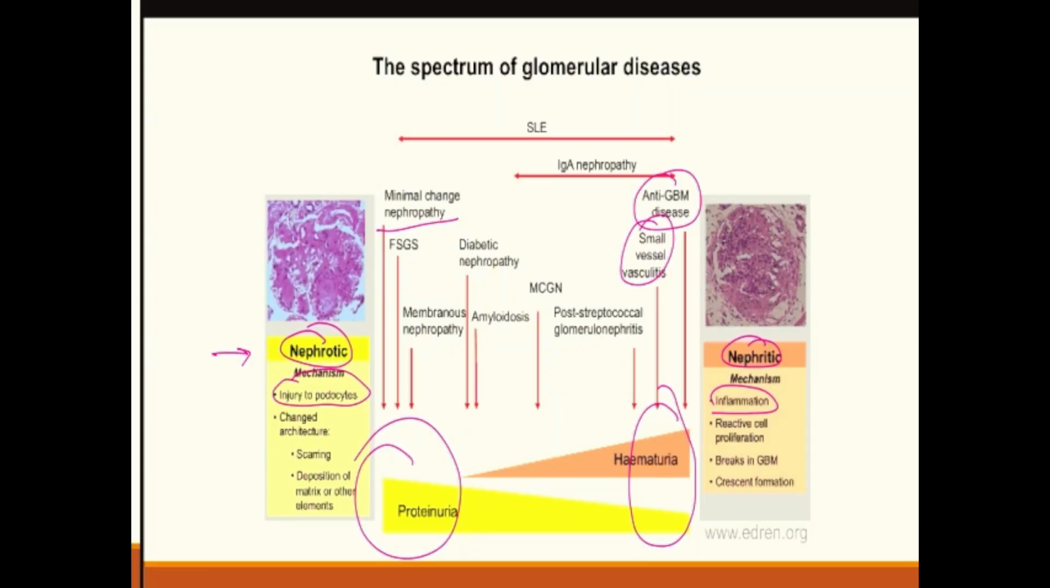But again, just to show you that they're on two sides of the spectrum. There is some overlap in between. Obviously, here's our lupus, which is always weird in how it acts. But again, lupus can present as a nephrotic or a nephritic disease.